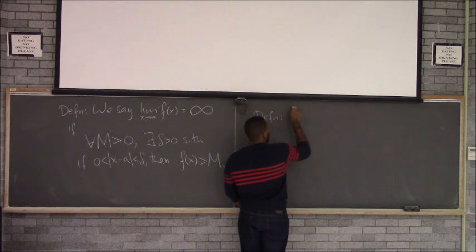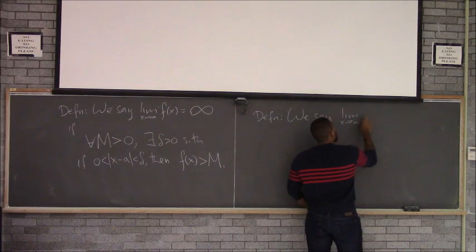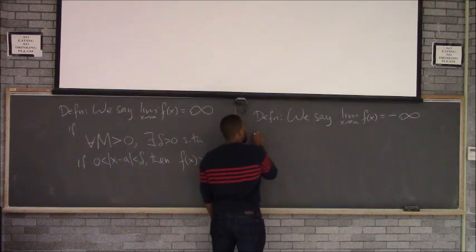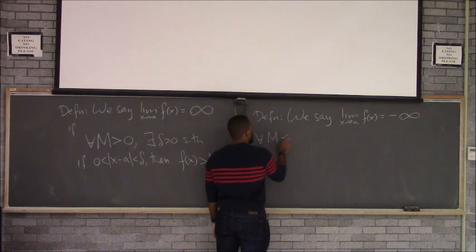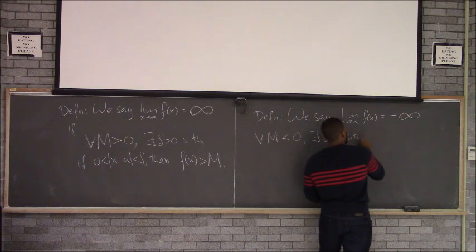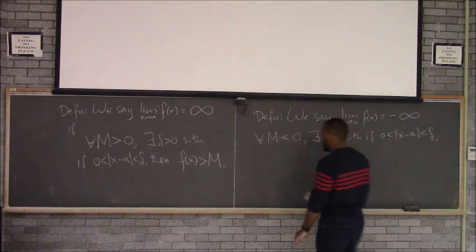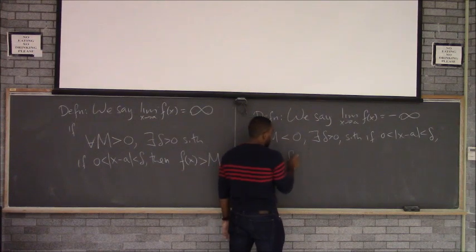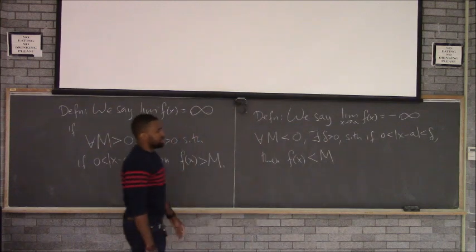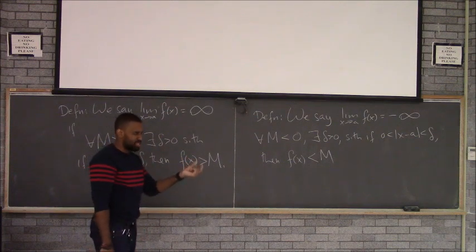What does it mean to say the limit is negative infinity? Well, it means for all m less than 0, there exists some delta greater than 0, such that if our x gets close to our a value by delta, then our f of x will be actually smaller than the given m. And that's just to say, no matter what negative number you give me, eventually my y values will be smaller than that if I make the x values closer.